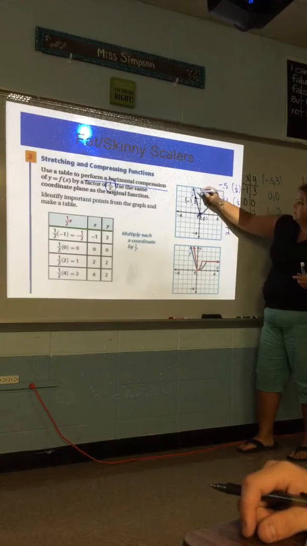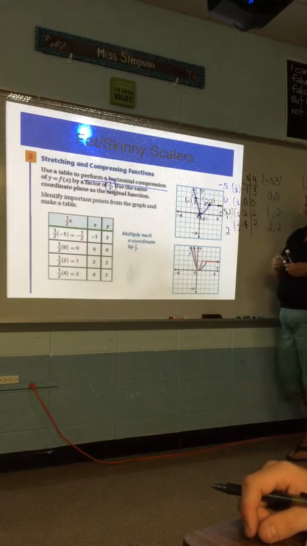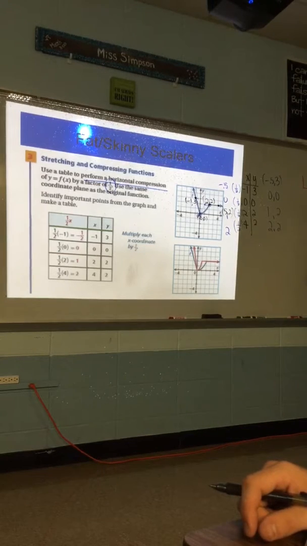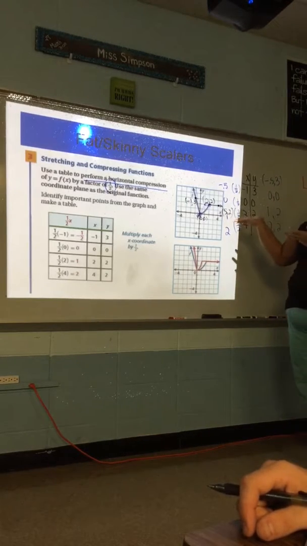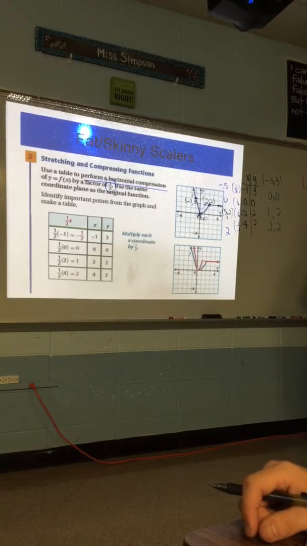So it just shrunk a lot. It just compressed. Well, what did we say about a horizontal compression? It was going to do what? If we take it and squish it together, it's going to get skinny. Did we get skinny? Yeah. We did. Give me some horizontal compression.